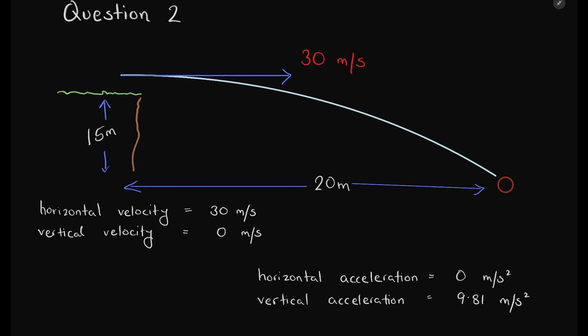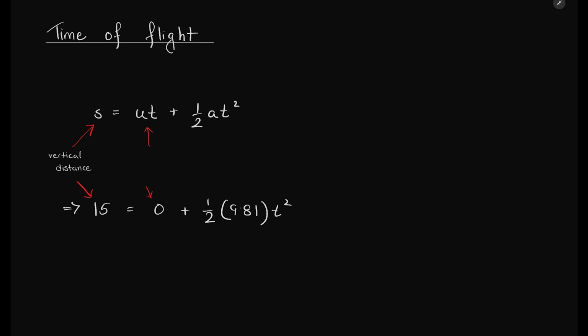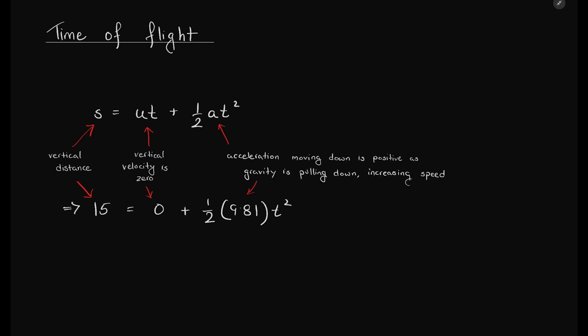Now, if the question asks to find the time of flight, we can use s equals ut plus half at squared. Here, vertical distance and vertical velocity are used. Also, the ball is moving downward, so we are using a positive version of acceleration due to gravity. The answer comes out to 1.75 seconds.